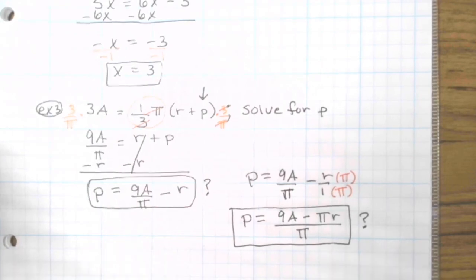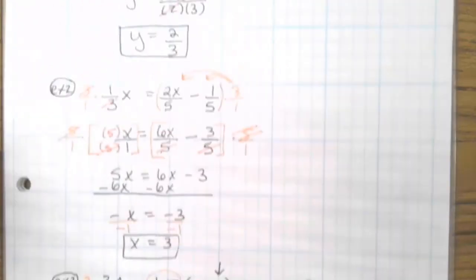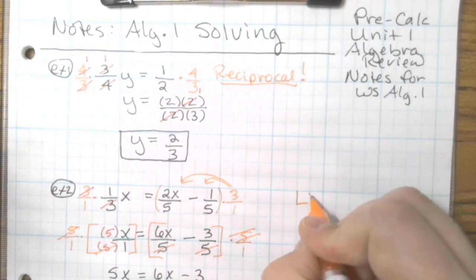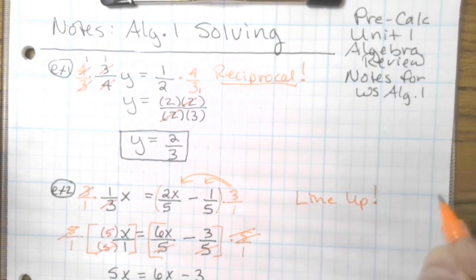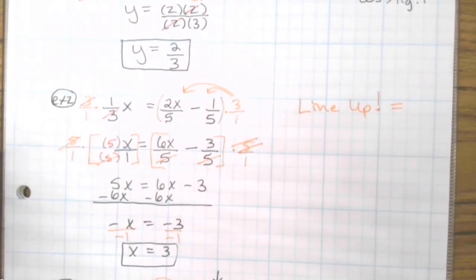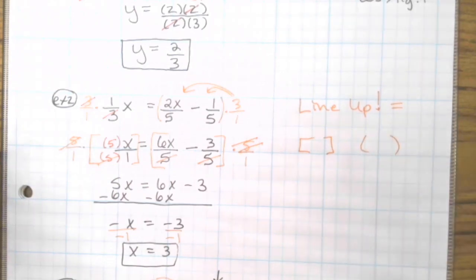All right, so that was what I wanted to show you today, just to review some specific problem types that give people issues and to go over good solving habits. So good solving habits, think reciprocal. I would say good solving habits are line up your equal signs. Make sure that you use good brackets and parentheses when necessary so that your algebra brain can process what it is you want to do.